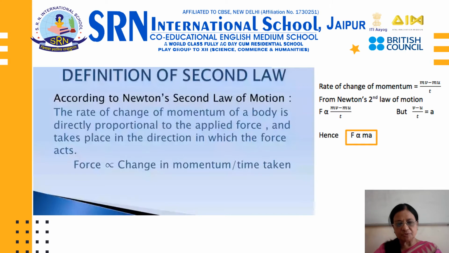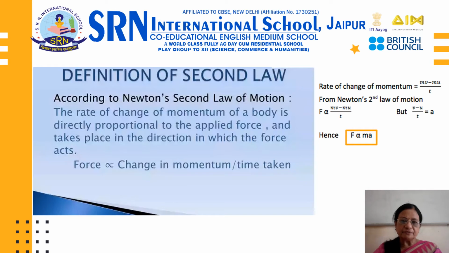First of all, what is momentum? Momentum is mass into velocity. If the ball is there and its initial velocity is u and final velocity becomes v at time t, then the initial momentum of that ball will be given as mu and the final momentum is mv. So the change in momentum of the body is given as mv minus mu.